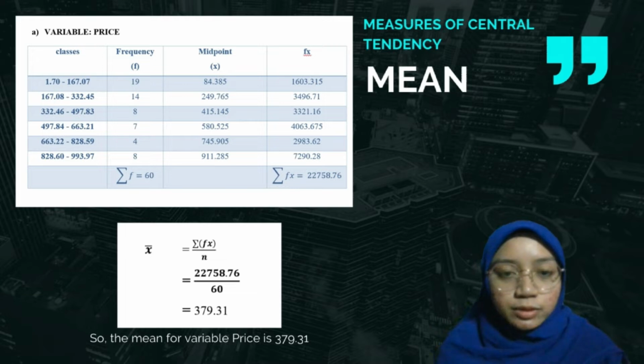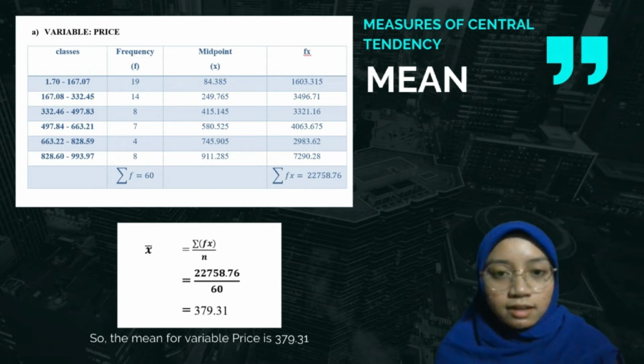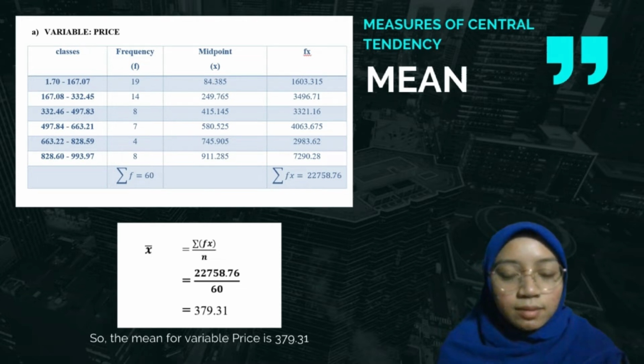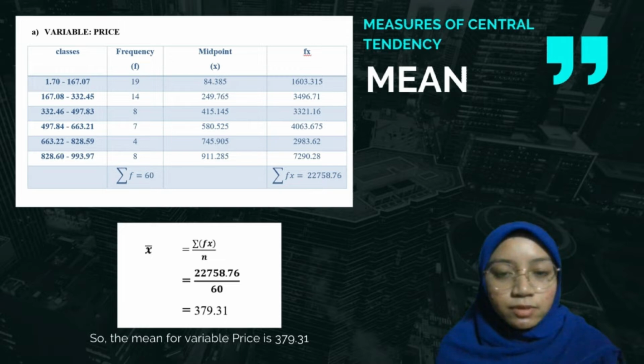For this slide, I'll show the mean for the price. Firstly, the mean is the average you are used to from the selected data. The box on the top of the slide is the data after we put it into frequency, midpoint, and fx. The mean's formula is shown in the next box. We take the total of fx divided by the total frequency and we get the value 379.31.